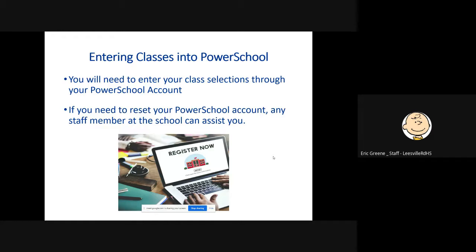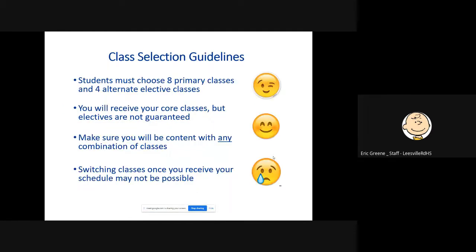If you need help resetting your PowerSchool account, any staff member here at the school can assist you with that. Just a couple points on picking classes, some guidelines for picking your classes. You'll need to pick 8 primary classes and 4 alternates. Primary classes are the 8 main classes you wish to take.